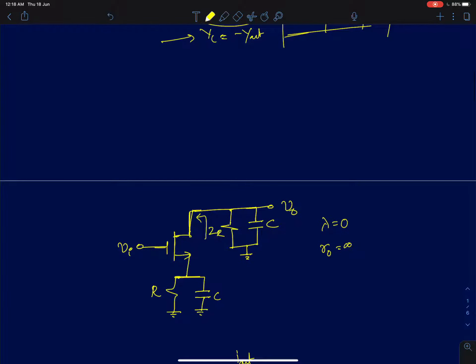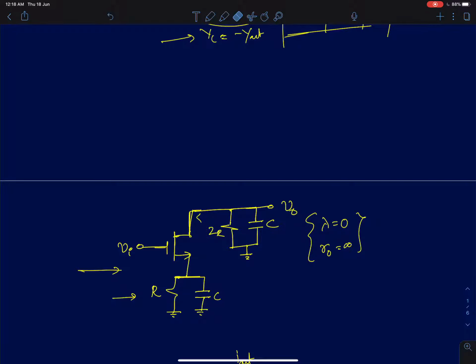The first circuit is a simple common source amplifier with source degeneration, where I've made both the source degeneration impedance ZS and the load impedance ZL frequency dependent. Now our goal is to find poles in this circuit. First I'll state another assumption, that in this example lambda is 0, or R naught is infinity.